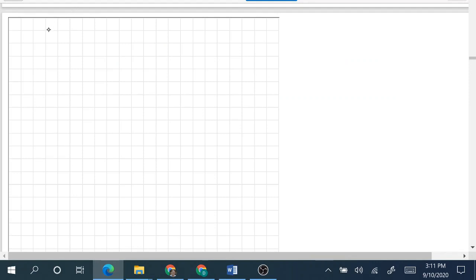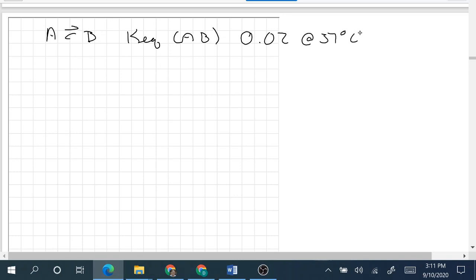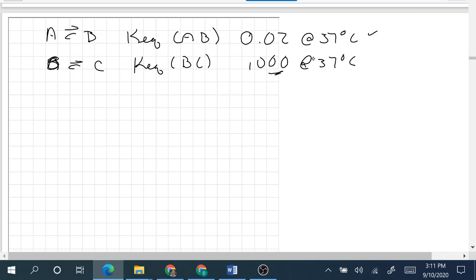So this reversible process A gives B has a KEQ AB of 0.02 at 37 degrees C, and B goes to C has a KEQ BC of 1000 at 37 degrees C. The top one is going to favor reactants because this is less than 1, and the bottom one is going to favor products because this one is large. If we couple these two reactions together, if we say A gives C, and if those are additive, then our KEQ may be favorable, or our delta G may be favorable.